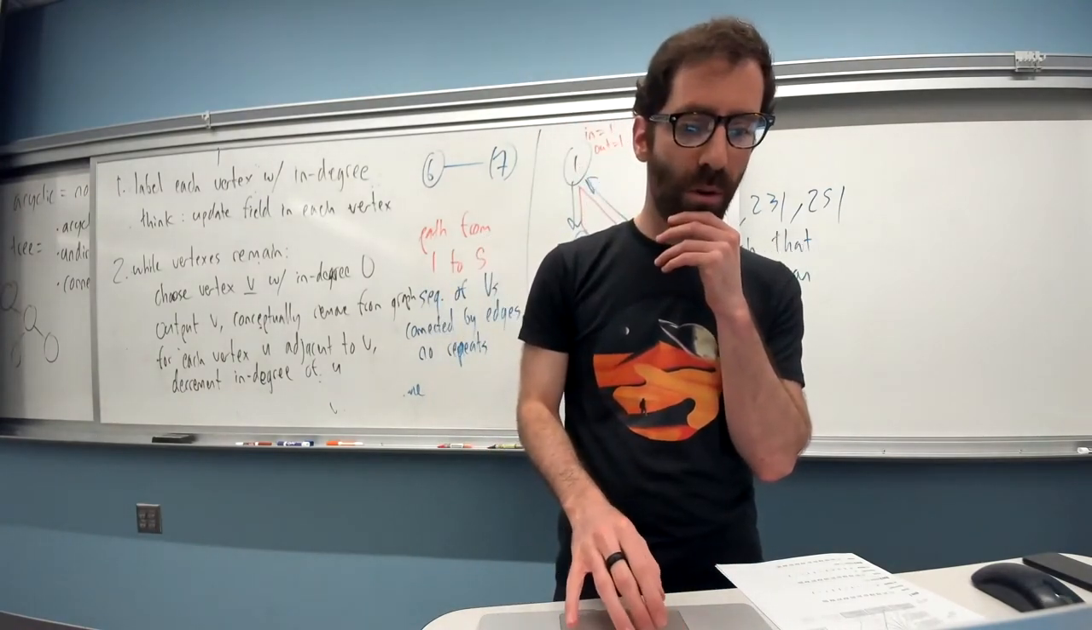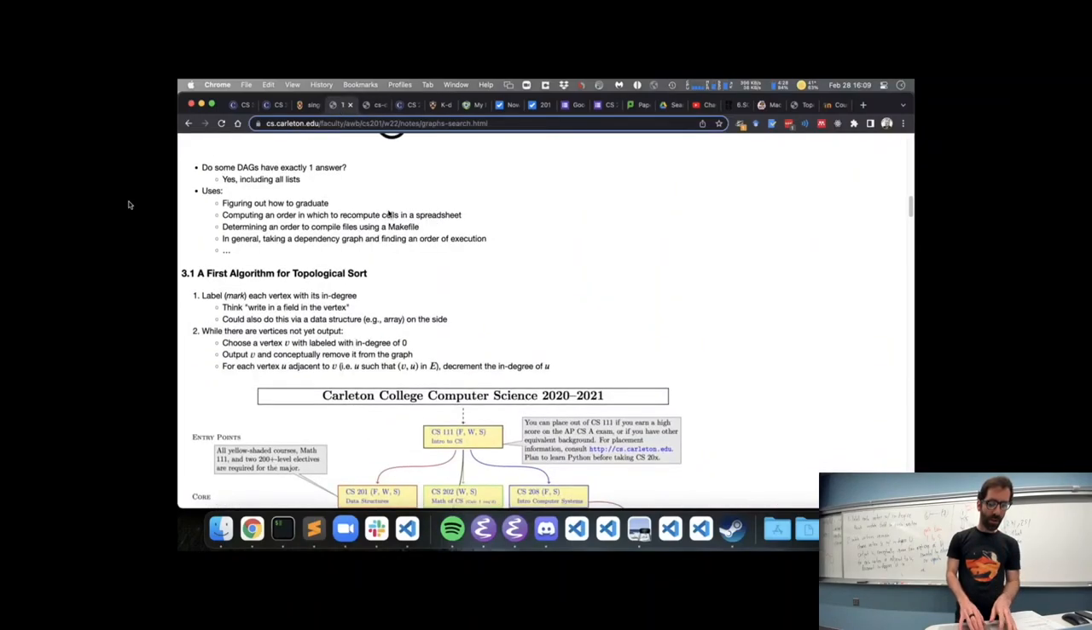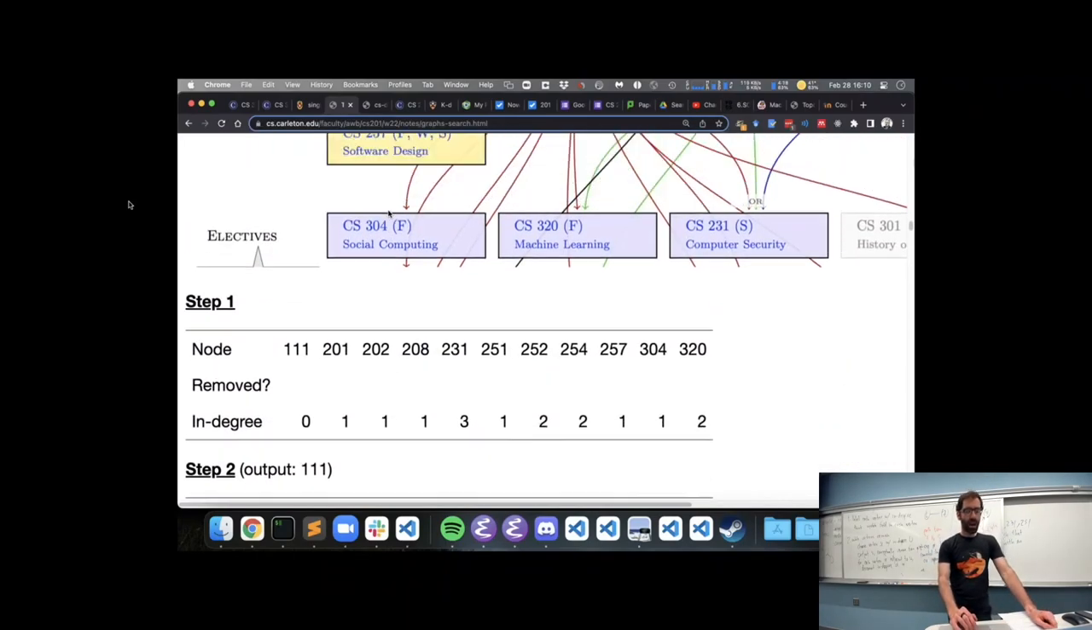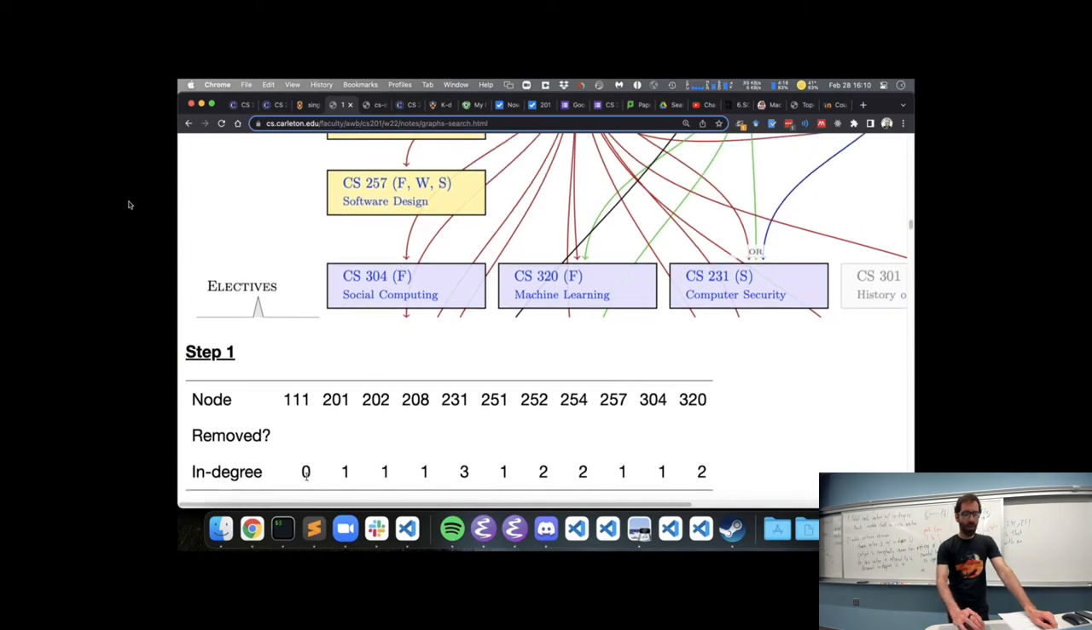So I want to go through an example of this topological sort on our course graph. Start off with step one, write down the indegree of each node. And not surprisingly, the only CS course that has zero prerequisites, that has zero edges coming into it, is 111. And the rest have between 1 and 3, according to our graph. And so then, what would happen next in our algorithm after we've completed step one here?